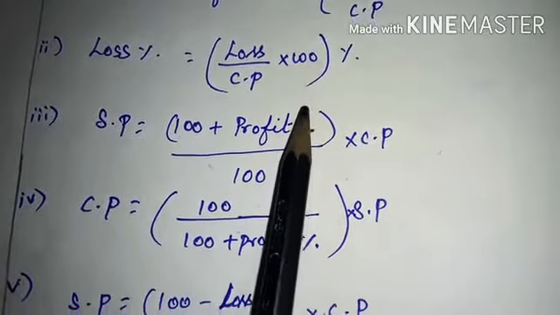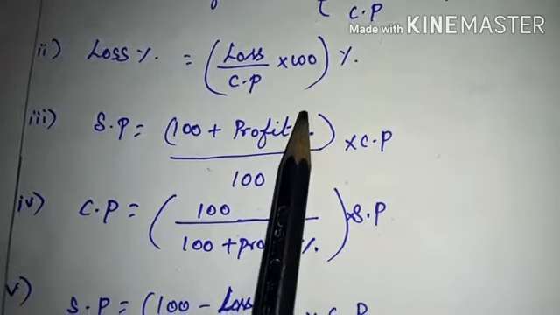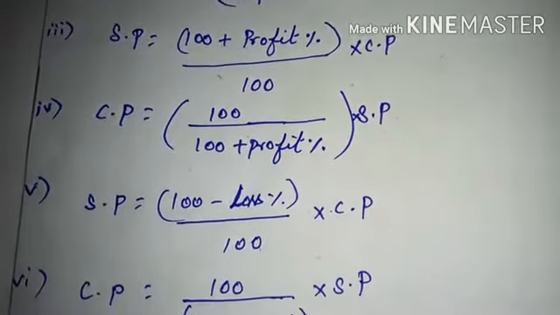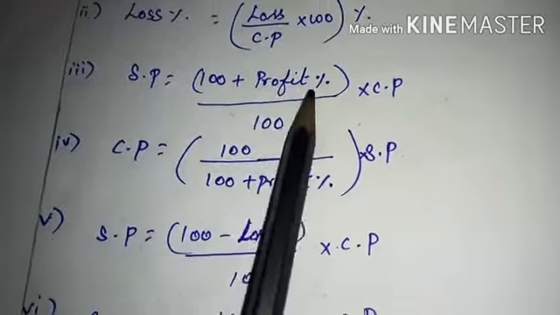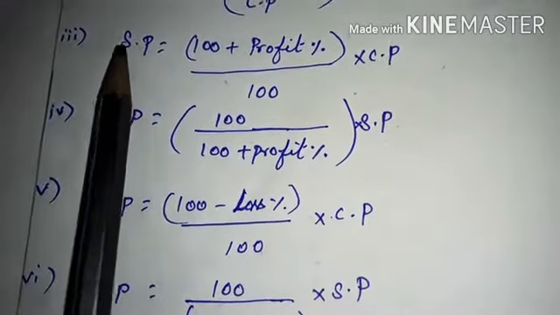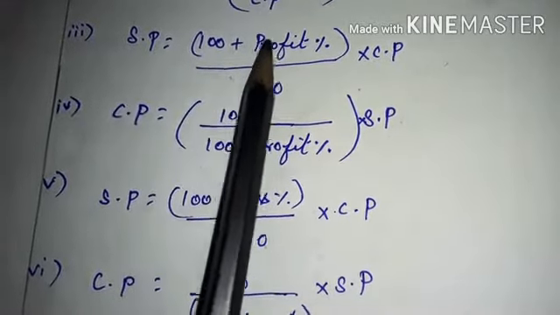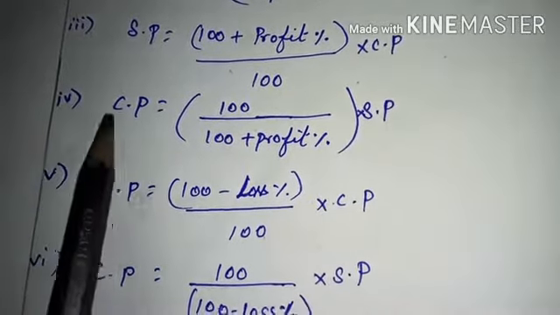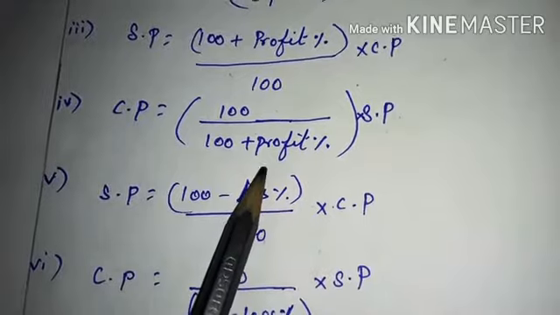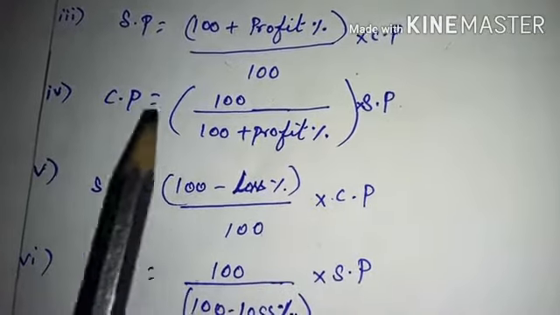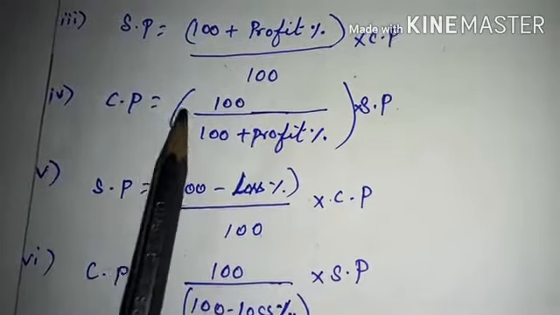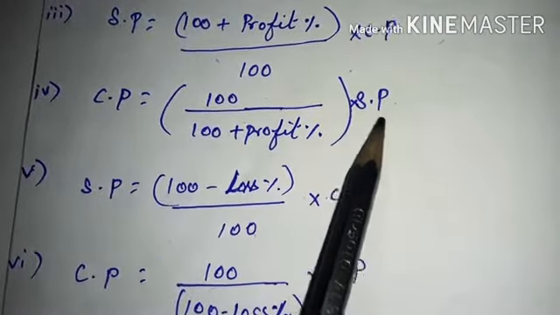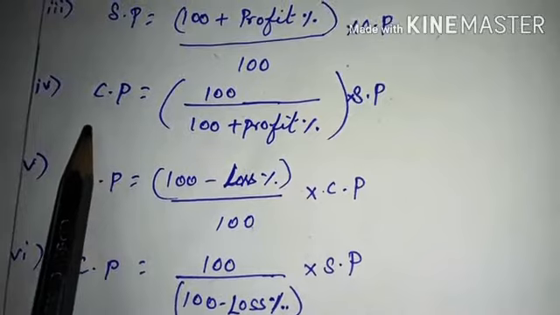If the profit or loss percent is given and you are asked to find out the selling price and cost price, we have the formulas. If the profit percent is given, to find the selling price, the formula is 100 plus profit percent by 100 into CP. And to find the CP when profit percent is given, CP equals 100 by 100 plus profit percent into SP, where SP is the selling price and CP is the cost price.